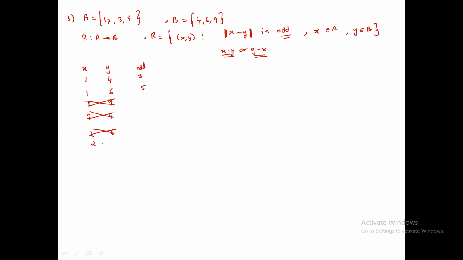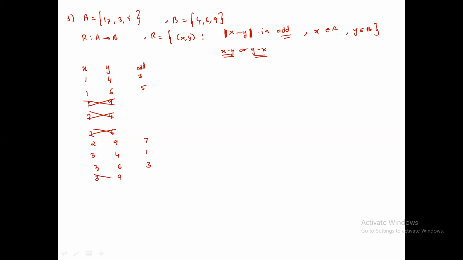Then 2 and 9 you can take, because the difference is an odd number. 3 minus 4 or 4 minus 3 you can take because the difference is 1. Then 3 minus 6 you can take, or 6 minus 3, because the difference is 3.